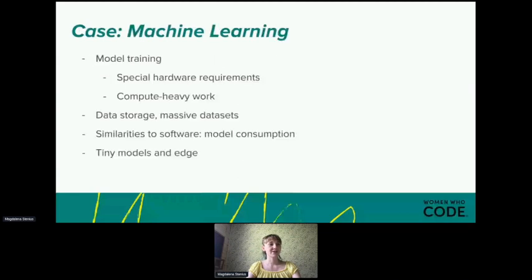So then we get to the case of machine learning. I see that there are some questions in the chat, but I'll try to go through the talk and then we can talk more about those at the end of the talk, because my brain can only go on one track. Sorry. Yes, so the case of machine learning.